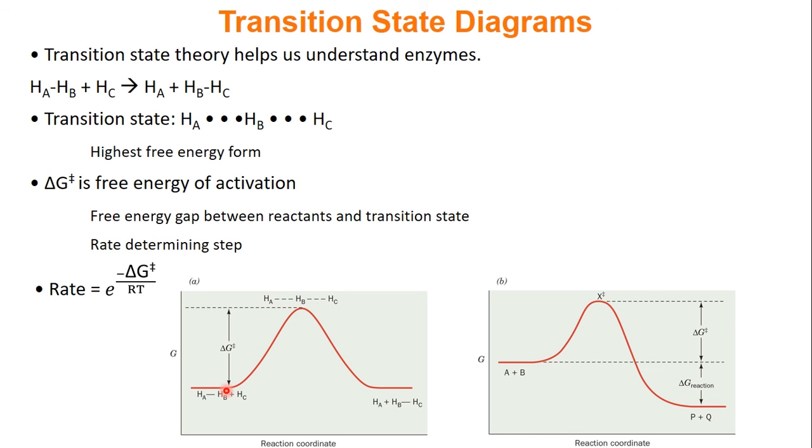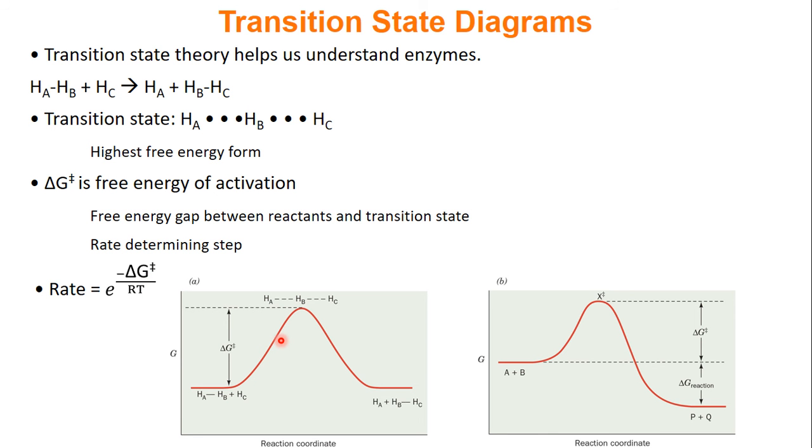And we measure the difference between the reactants and the top of this peak. That's called delta G double dagger. That is the free energy of activation. And the smaller this gap is, the faster your reaction goes. We can calculate that by rate equals the exponent of negative delta G double dagger divided by RT.